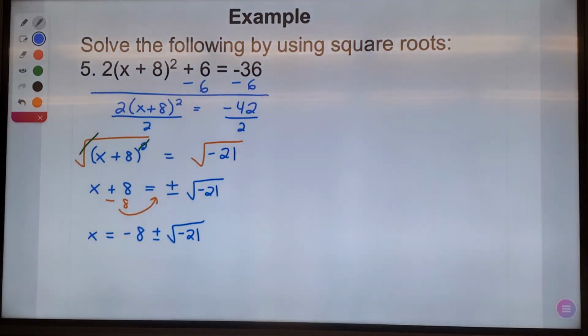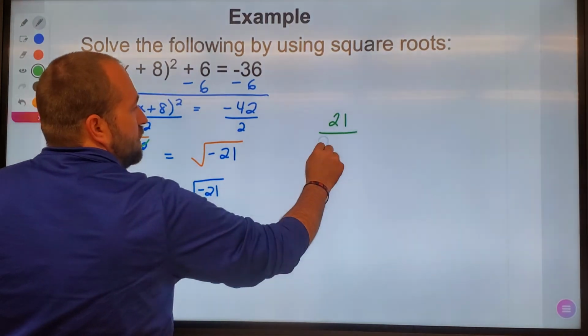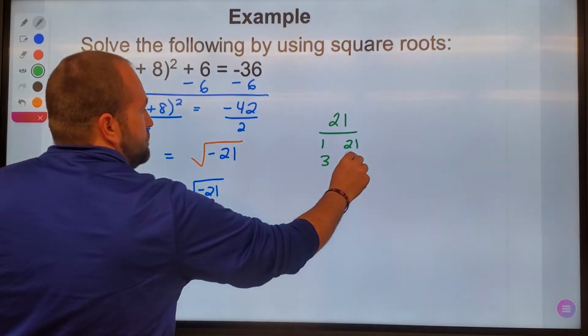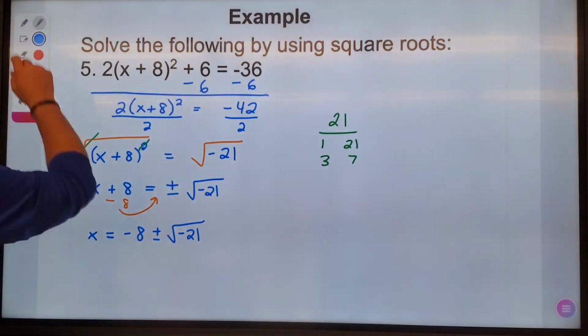Okay, we need to then simplify here. So the negative 21 under the square root doesn't in fact have any perfect square factors, but let's list them out just to check. So the factors of 21 are 1 and 21, 3 and 7, none of which are perfect squares except for the 1, and that doesn't help us at all. However, we do have that negative underneath there. You need to pull that negative out. And if you remember from the operations with complex numbers section, that means that that's going to become an i.